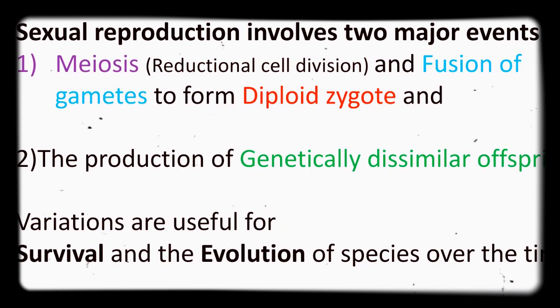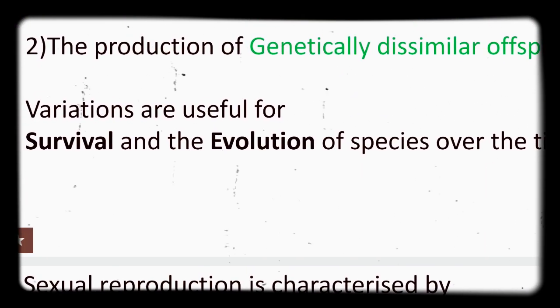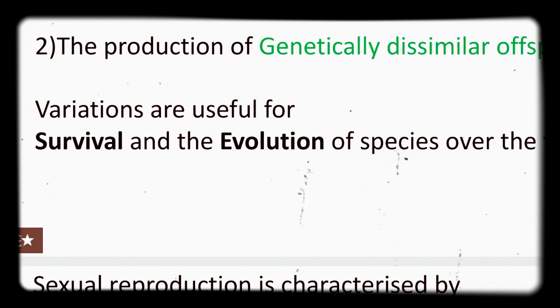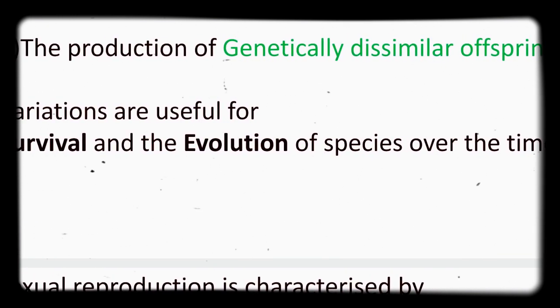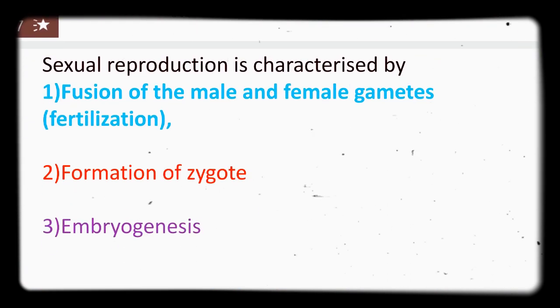Then sexual reproduction involves two major events: meiosis, the reduction cell division in which the cell divides and its chromosome number reduces, then the fusion of gametes to form the diploid zygote, and the production of genetically dissimilar offspring. Variations are useful for the survival and evolution of the species over time. Sexual reproduction is characterized by the fusion of male and female gametes. It is the specialty of sexual reproduction that male and female gametes are fused to form the zygote by the process of fertilization.